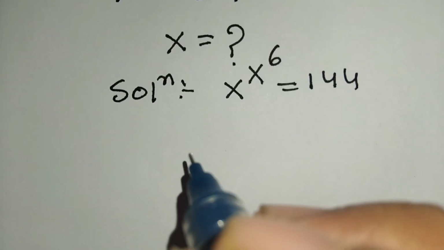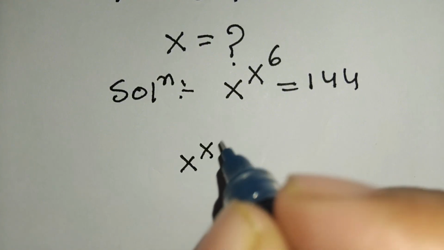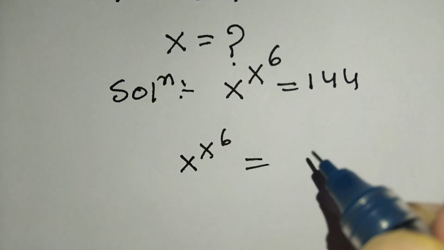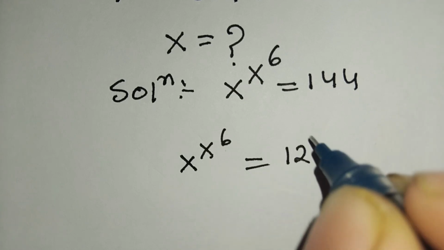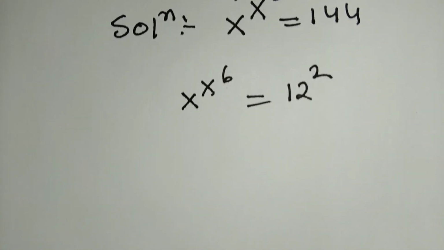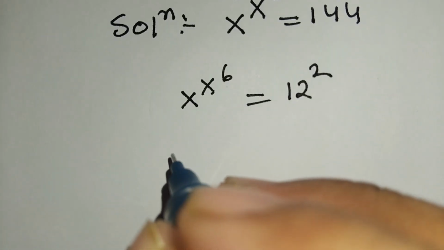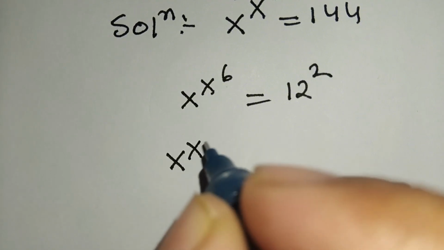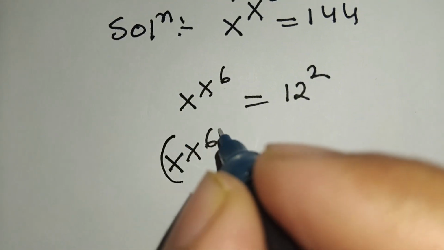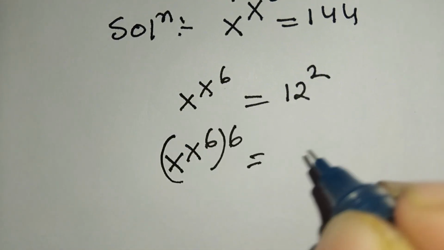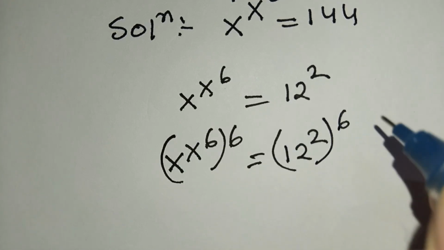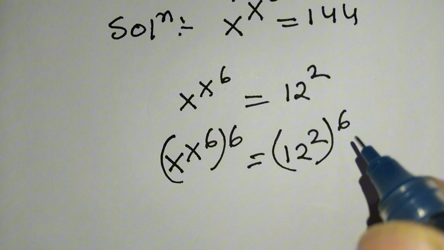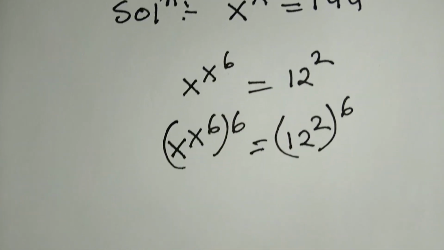Here, x to the power 6 is equal to 144, and we can write 144 as 12 square. Then (x to the power 6) whole power 6 is equal to (12 square) whole power 6. In this line we have taken the power 6 on both sides.